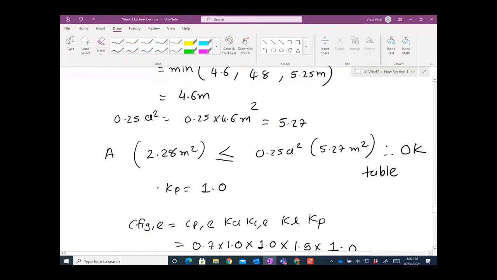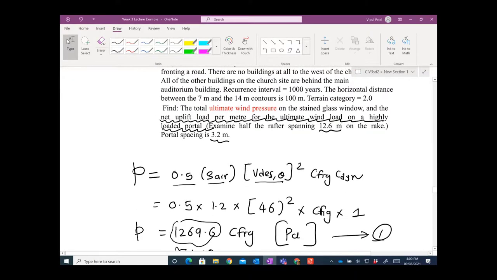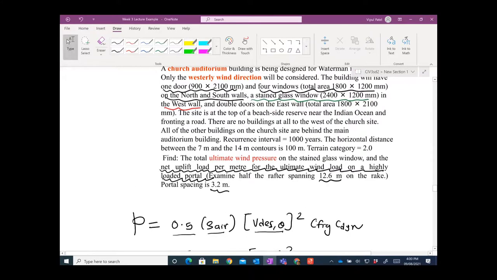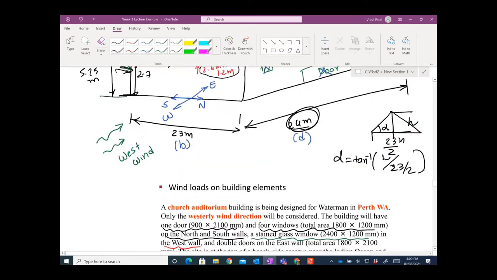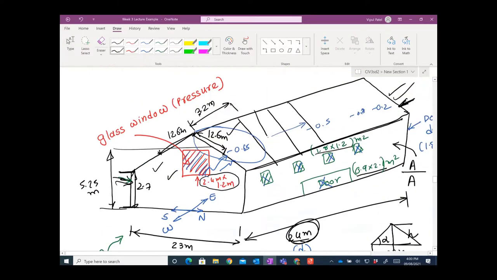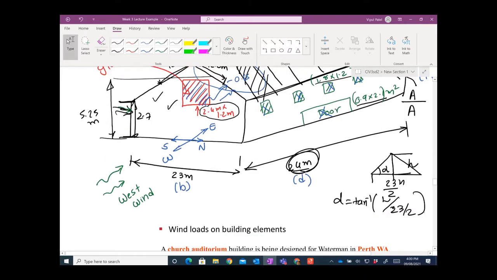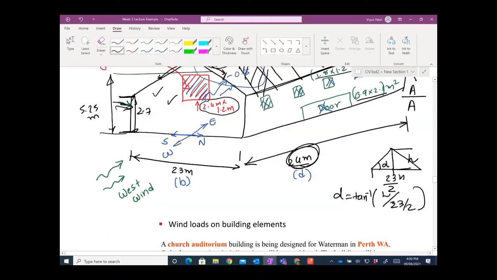So that is the tributary area. If you can imagine, the area that you have, 3.2, that is experiencing the load is kind of like this. Okay, so you take a half here and half here, so the total will be 3.2. That is the tributary area that we are talking about. So 12.6 is this distance and 3.2 is this distance.